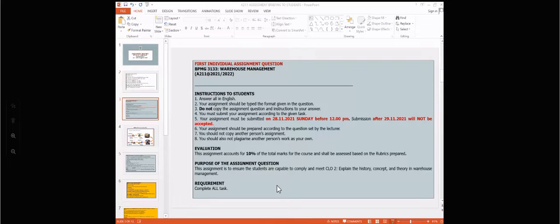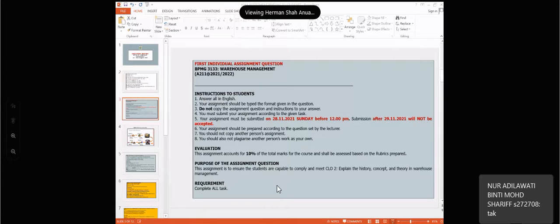Sekarang slide nombor 3. 1, 2, 3, 4. Ni 4 ni. Figure 1.0 ni slide nombor 4. Nampak tak? Sekarang show me slide nombor 3, sir. Operational process ni nampak tak? Tak nampak, sir.